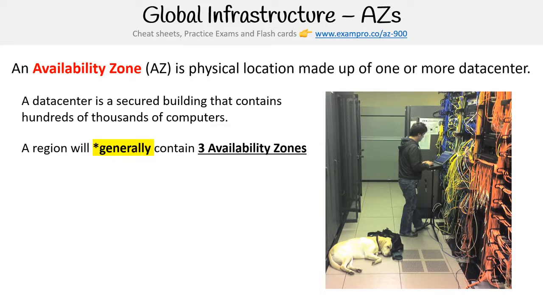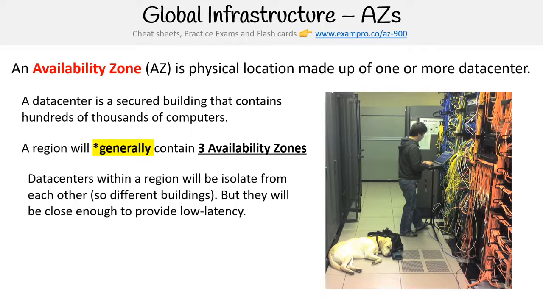Now, a region will generally contain 3 availability zones. I say generally because there are cases where there are fewer than 3, but there are very specific reasons for having exactly 3 availability zones. Data centers within a region will be isolated from each other, so they'll be in different buildings, but they will be close enough to provide low latency. That low latency would probably be sub-millisecond. I don't know what it is for Azure, but that's generally how it would be designed because you want it to feel like it's on the same network.